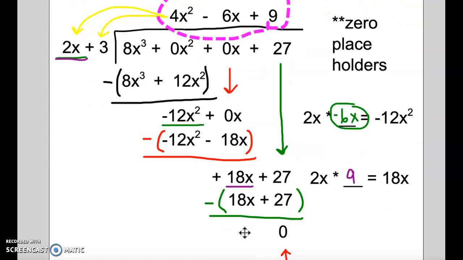Because you need to make sure everything is in line. It's pretty once you look at it when it's all done. All of my x squareds, all of my x's, all of my plain numbers, okay? Good luck on the try-its, guys. You'll do those in the practice.